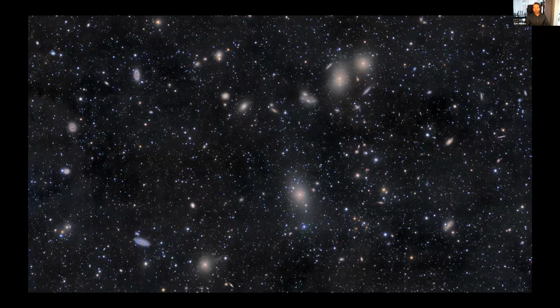Our galaxy is one of what is likely to be hundreds of billions of galaxies in the universe. Many galaxies are found grouped together in clusters. This is the Virgo cluster, our nearest such grouping with more than 1,300 galaxies that are all held together by the force of gravity.